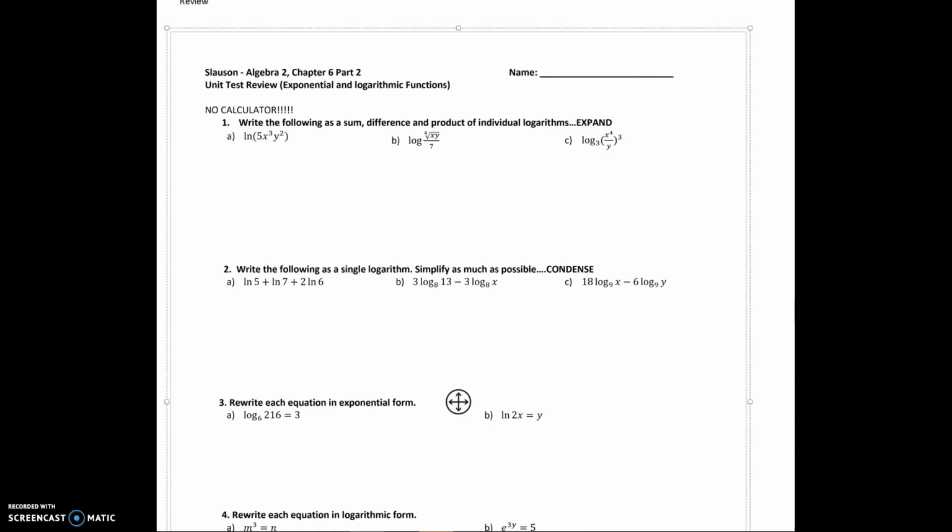2, Log Functions. All right, the first part you do need to note is no calculator, and on the test we're going to have a calculator and a no calculator part.